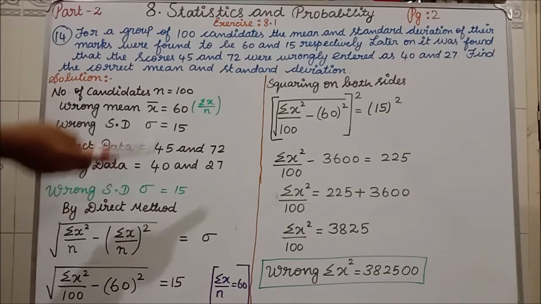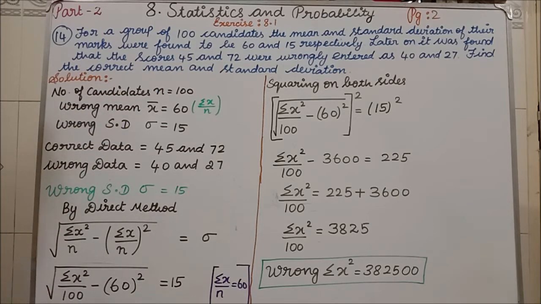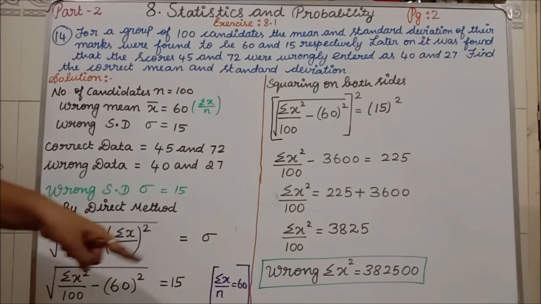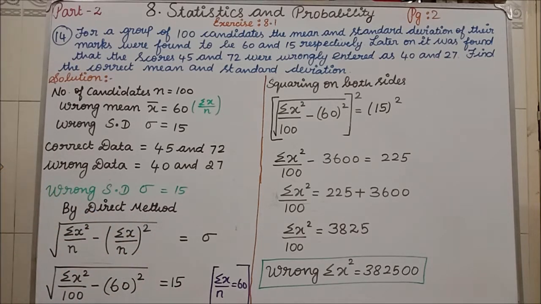Now, next step, here we also have a square root on this side. To remove the square root, I am squaring on both sides. Clear? This full term whole square is equal to 15b whole square. So square and square root will get cancelled, isn't it? Now see, square and square root have cancelled.